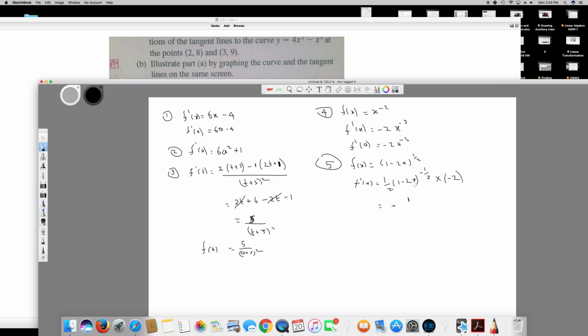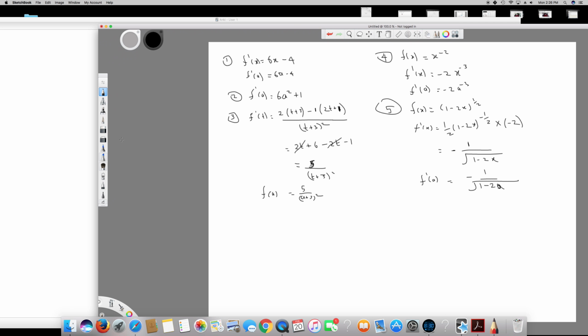Since this is negative half, it goes to the bottom as a square root. Power of half means square root, so it's going to be 1 minus 2x down here. Now I can plug the a value in for the x: minus 1 over the square root of 1 minus 2a. This is the answer for the fifth question.